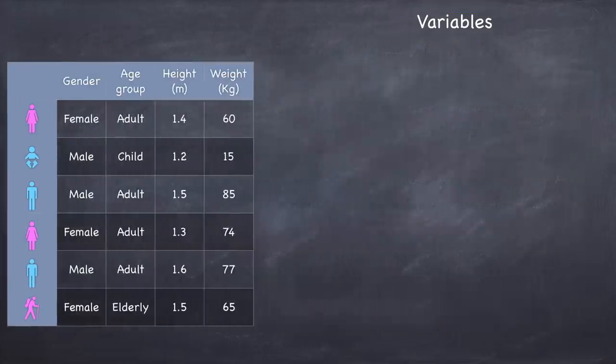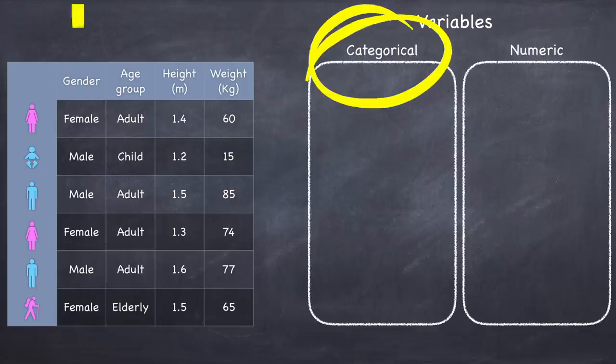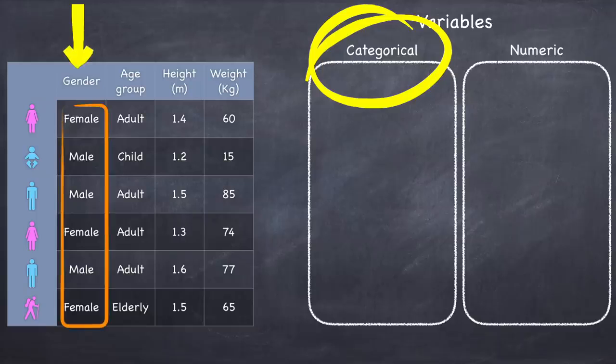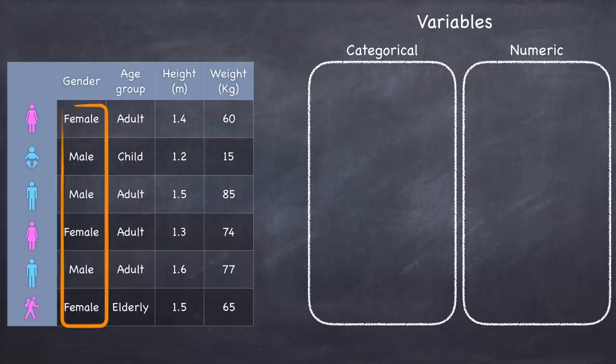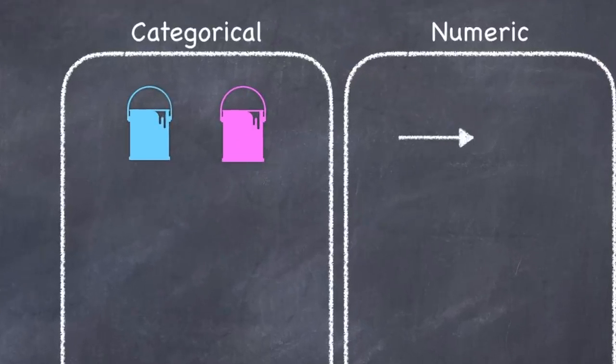Now, most data sets that you work with will contain two types of variables, categorical and numeric variables. Categorical variables, like gender, contain categories, as the name suggests. Think of them as groups or buckets that the data can be arranged into, in this case males and females. Numeric variables, like height, are numbers, as the name suggests, and can be arranged on a number line.